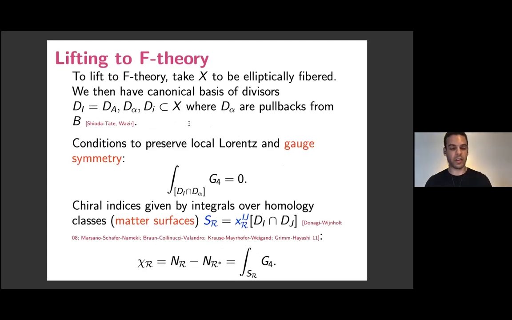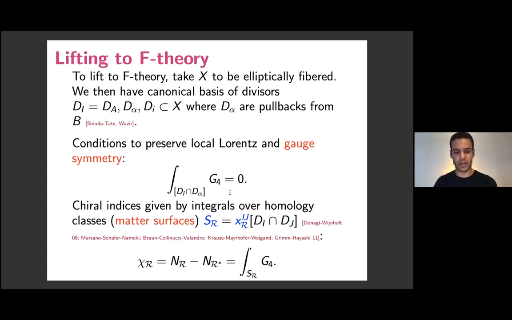So what I've described so far is the basic structure one needs to think about when studying flux compactifications in M theory. However, this is not enough to necessarily ensure that a given flux background in M theory will lift to an F-theory flux background. To ensure that this happens, one has, of course, to take X to be elliptically fibered. By doing so, X will have a canonical basis of divisors. And in terms of this basis of divisors, it's possible to specify conditions that are necessary, and in this case sufficient, for the flux background to lift to a good, well-defined F-theory flux background that preserves diffeomorphism symmetry and the gauge symmetries that we desire to see at lower energies in 4D.